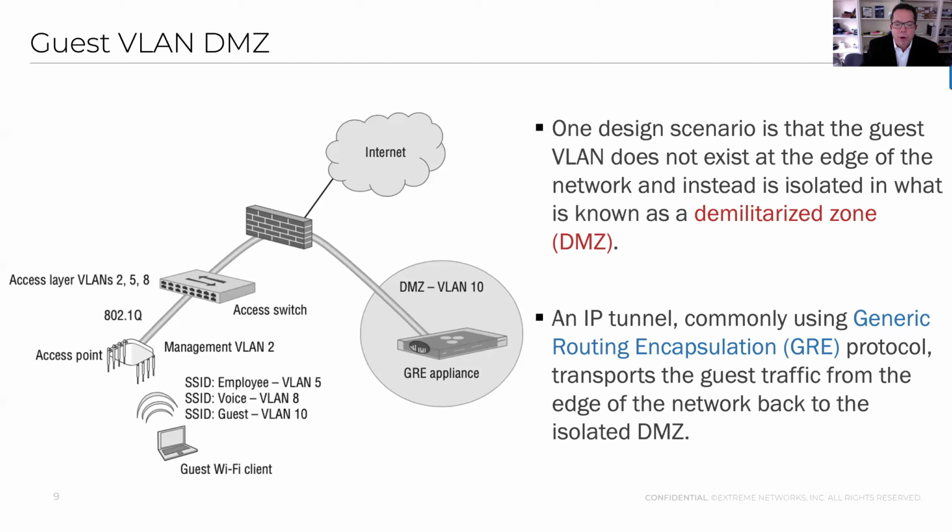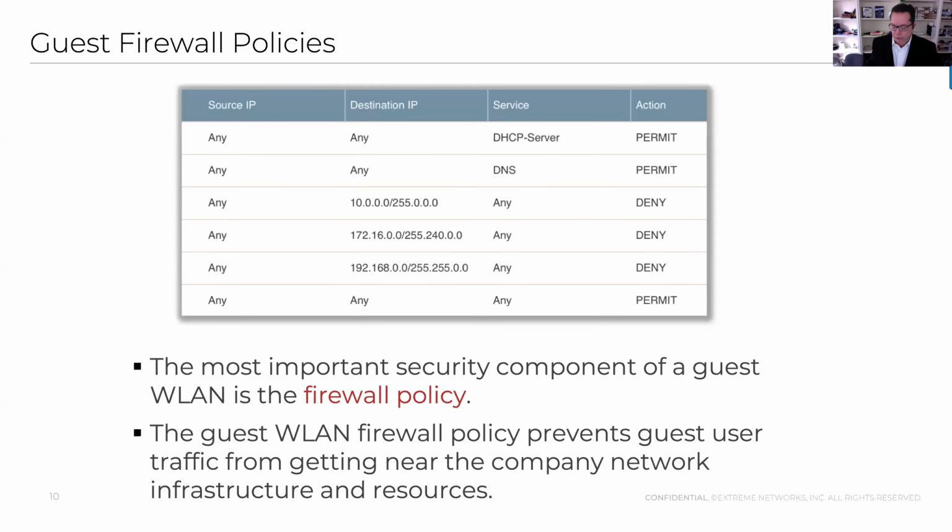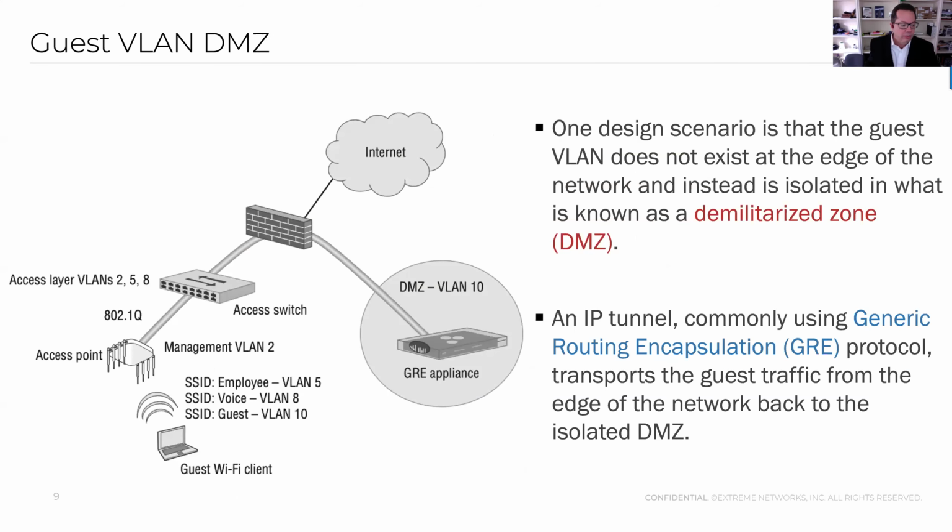Now that most vendors, like especially Extreme, can do policy enforcement at the edge, either at the switch level or at the AP level, I can make an argument that there's no reason to do this right here, but once again, there's no right or wrong. It's up to you whether or not you want to have the guest VLAN at the edge or whether you want to tunnel that guest traffic back to a DMZ.